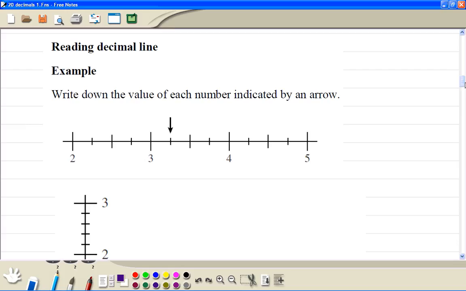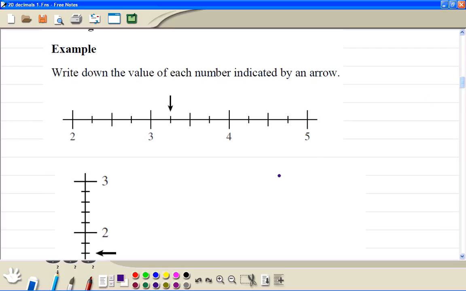Reading number lines or decimal lines. So this is 1, 2, 3, 4. So this whole number is separated by 4. So that means each part is a quarter. Quarter, and it's half, and it's 3/4, and it's the whole one. So therefore the number here is 3.25.